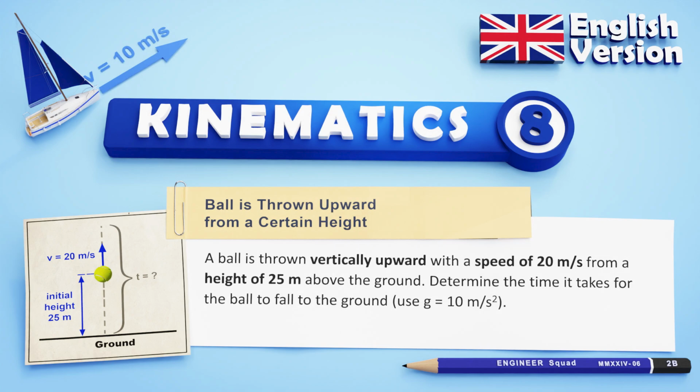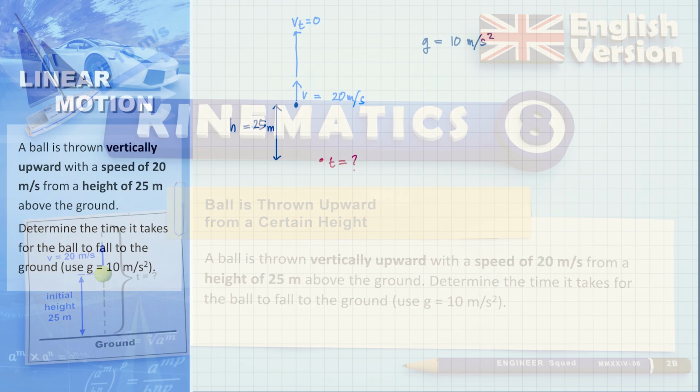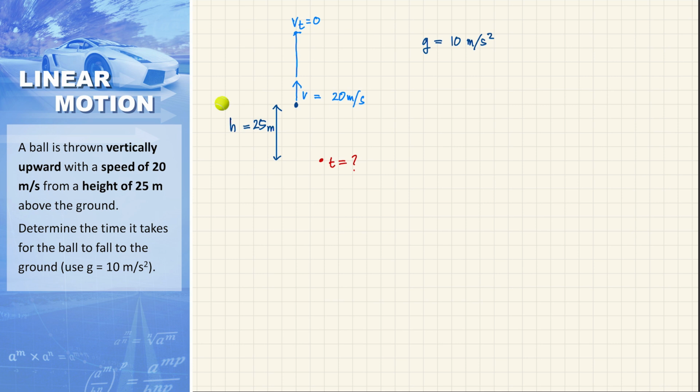In this video, we will practice physics problems on vertical motion. A ball is thrown vertically upward, with a speed of 20 meters per second from a height of 25 meters above the ground. Determine the time it takes for the ball to fall to the ground. Here is an illustration of the problem.